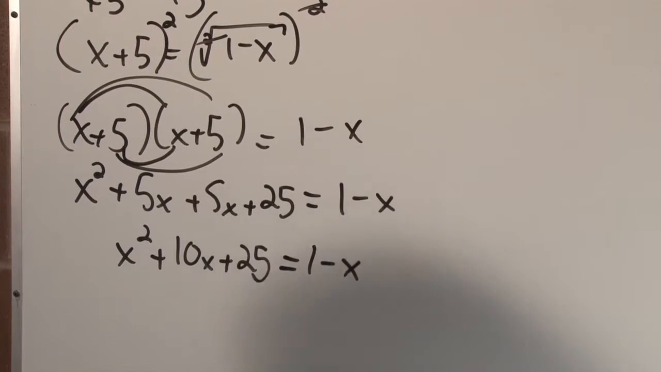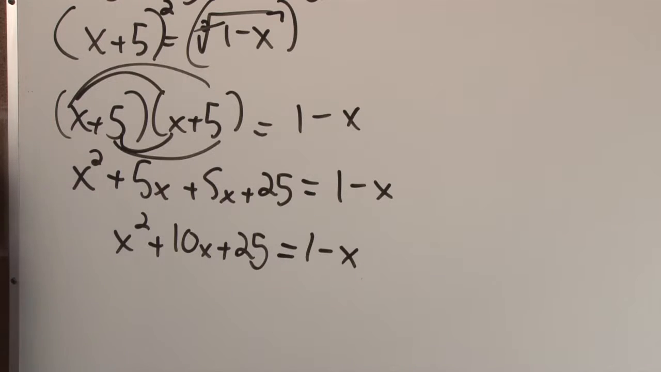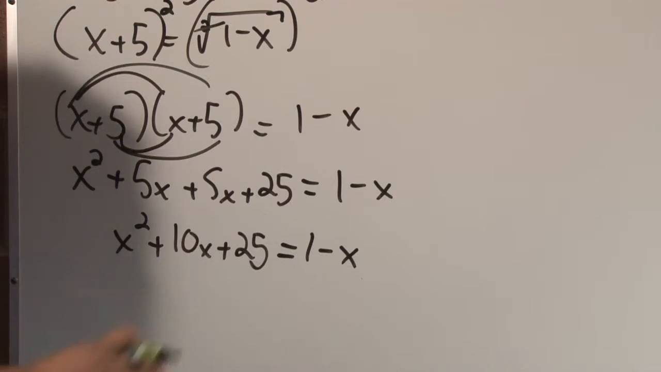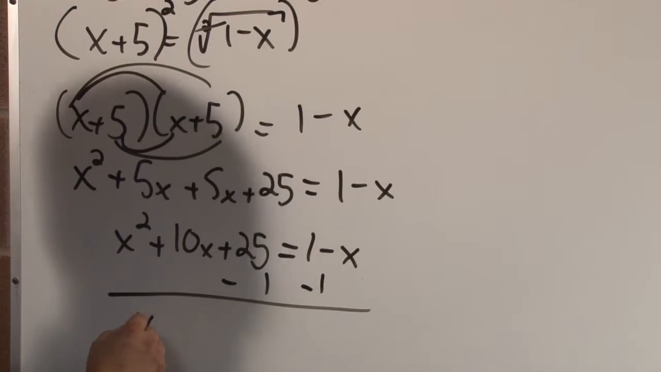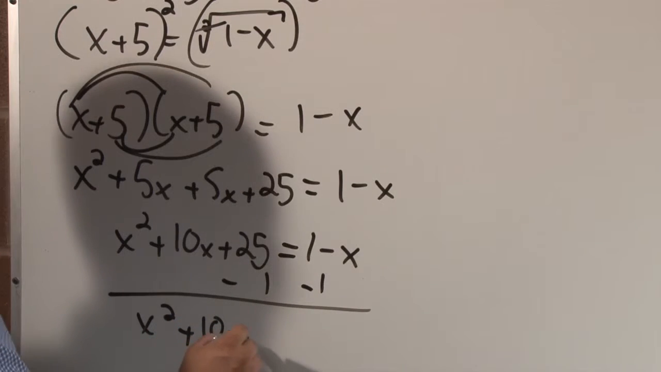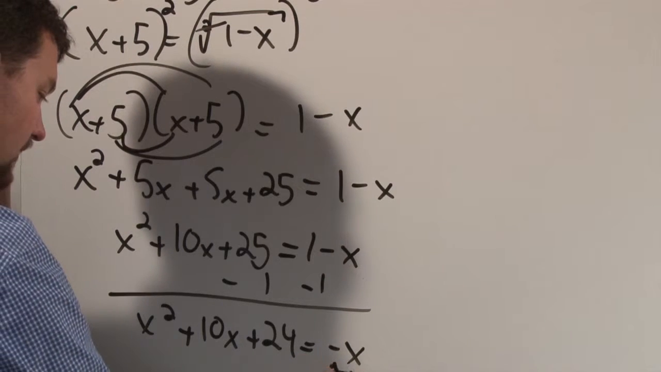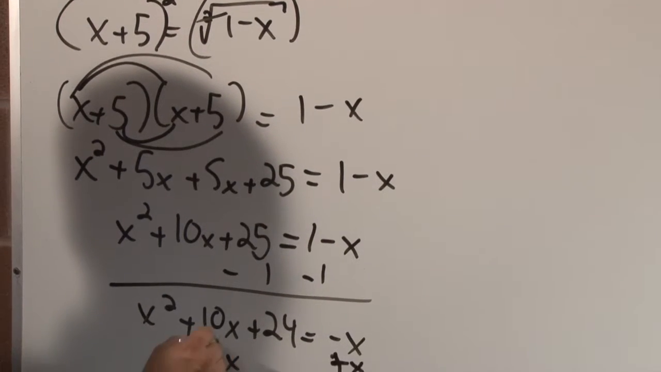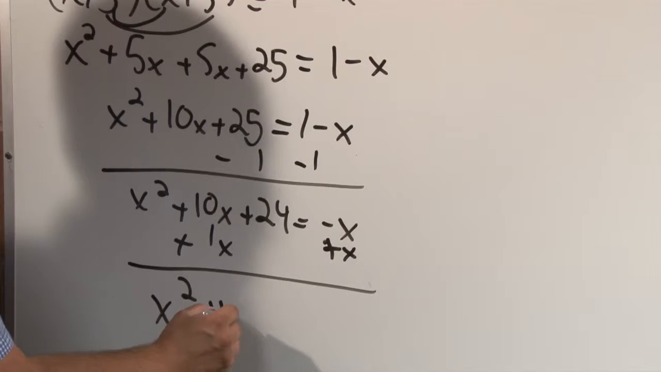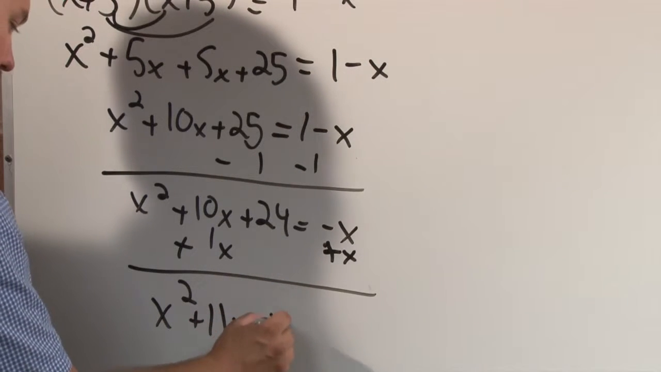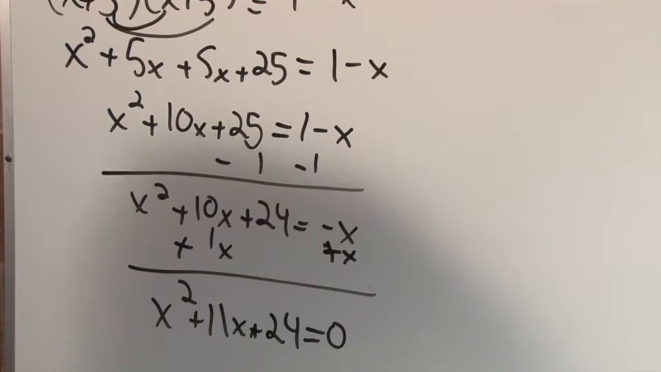Okay, so now we have a quadratic, where before we had square roots, which means we have to use quadratic methods of solving, which normally means we've got to get one side to be 0. We'll subtract the 1 here. x squared plus 10x plus 24 equals -x, and then add the x. Sometimes you like to put the 1 there so you can see what you're doing. x squared plus 11x plus 24 equals 0.